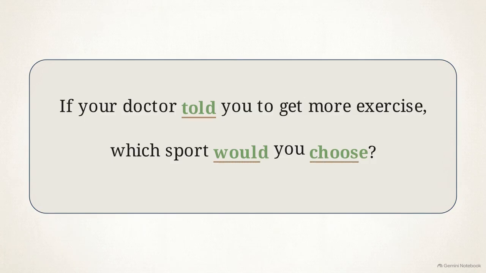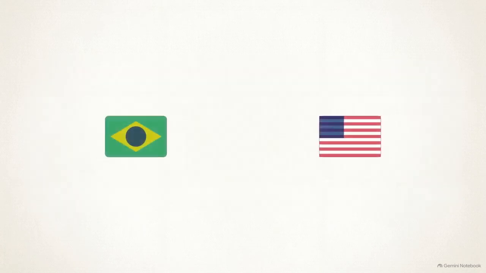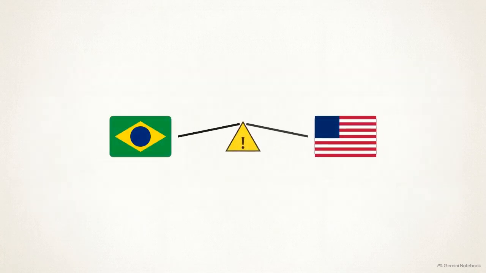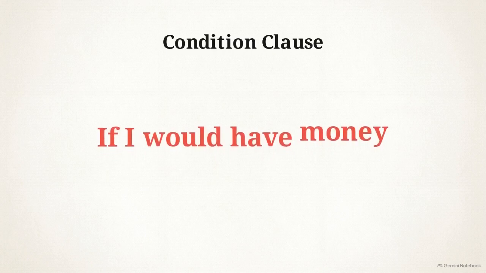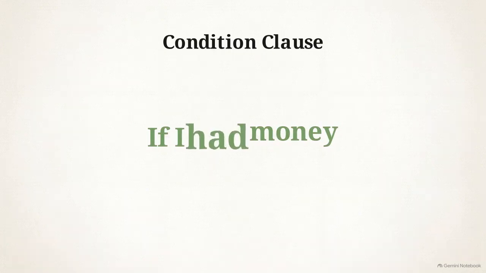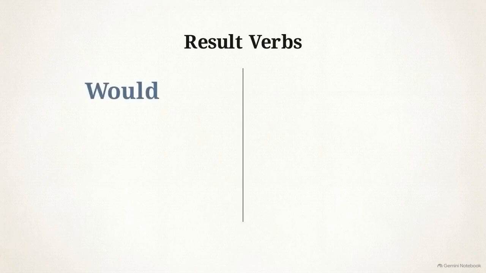The correct sentence is shown. For Portuguese speakers, translating directly in your head creates a few specific traps that break this grammatical structure. First, never put would inside the condition clause. The red text on screen, if I would have money, is a direct translation error. The green text shows the correct form, if I had money.